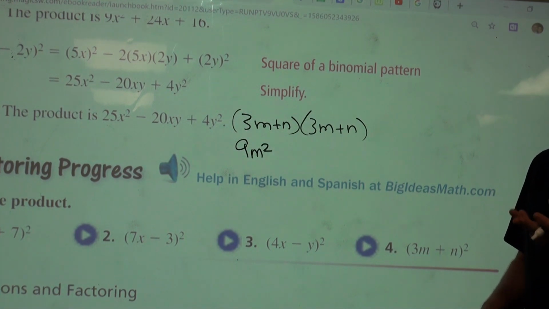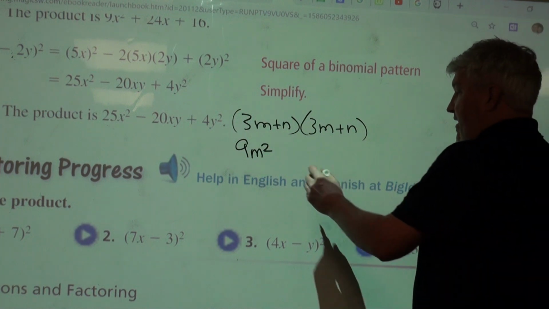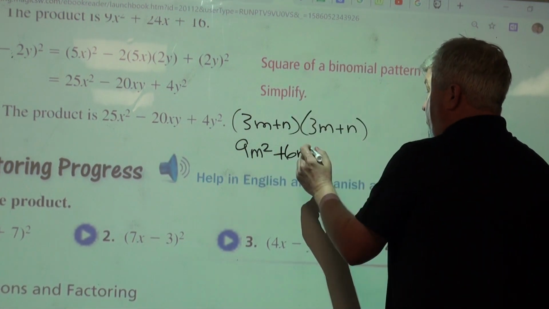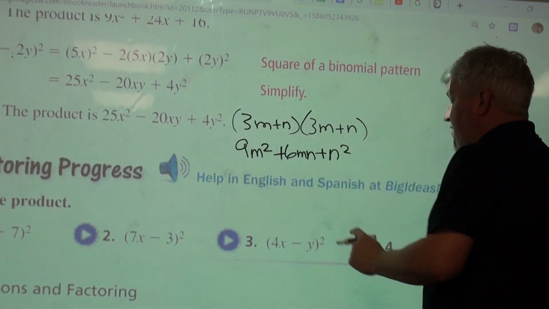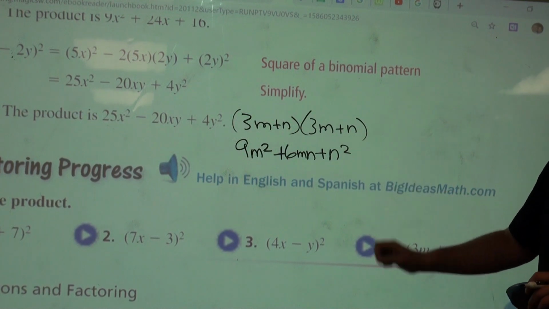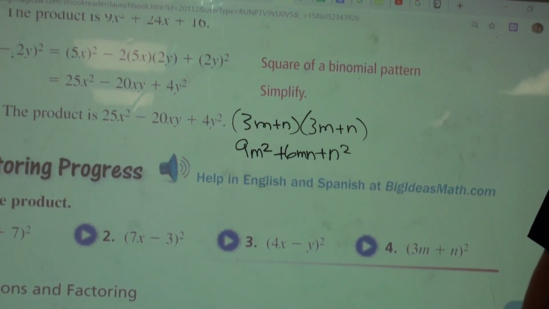And double it. That becomes 6mn. And then square the last term, n squared. So the answer to number 4 is 9m squared plus 6mn plus n squared. Okay? These are an example of special multiplications of polynomials.